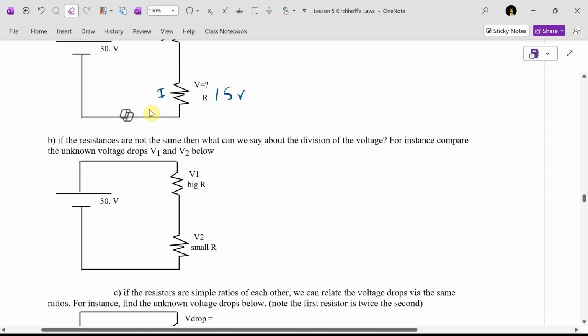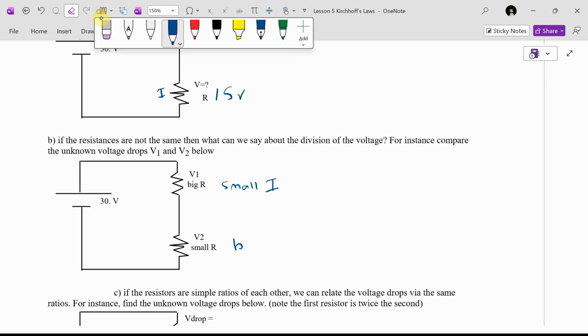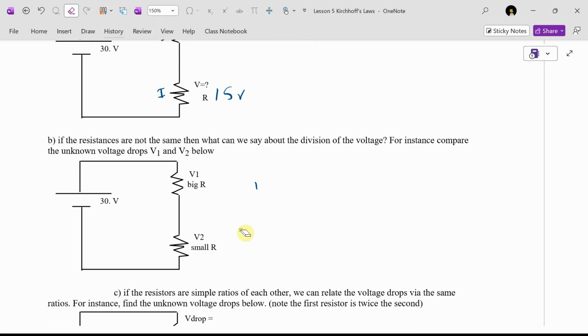If the resistances are not the same, okay, big R means small I. Small r means, oh, no, wait a minute. That doesn't work. Sorry. So this is going to go on YouTube as a dumb mistake by Mr. Dueck.